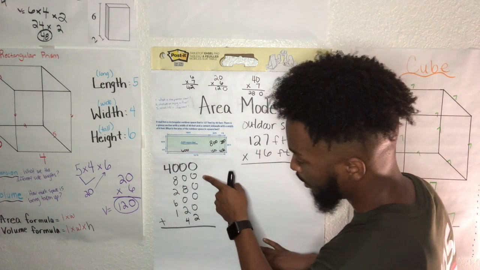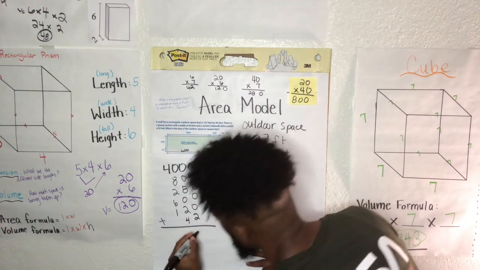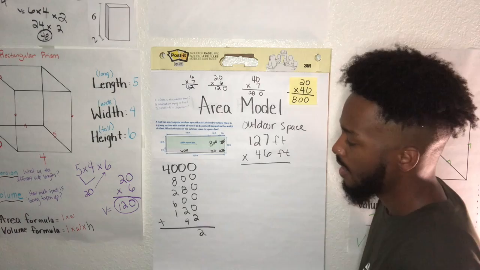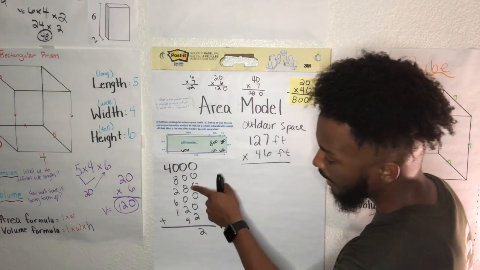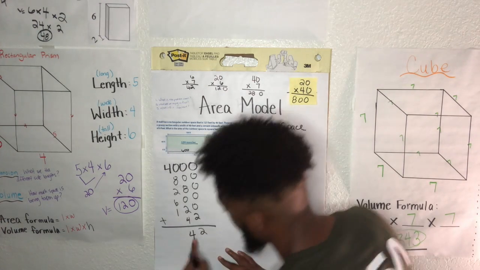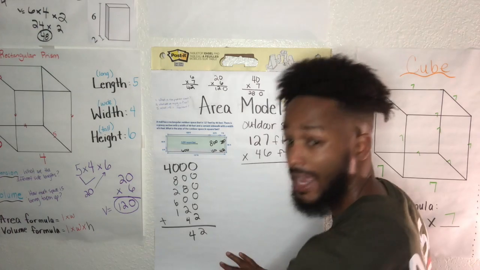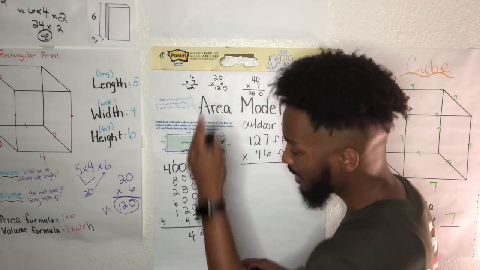All right, I got 0 plus 0 plus 0 plus 0 plus 0 plus 2. That's only 2. Write that down. Ta-da! I got 0 plus 0 plus 8 plus 0 plus 2 plus 4. I know 8 plus 2 is 10, plus 4, that's 14. I'm going to put my 4 down, and I'm going to carry that 1 all the way to the top of the next column.